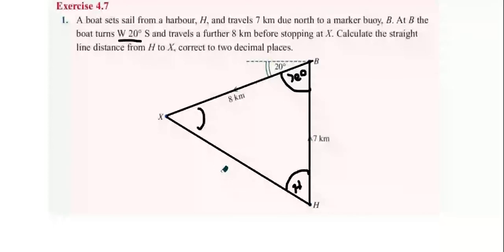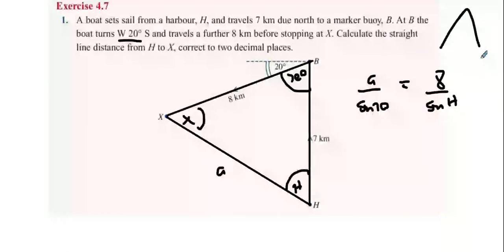Actually, I won't call it x if that's okay with you guys. I'll call it a. Okay, so if I was to use the sine rule, I'd choose sine 70, a over sine 70, and then I'd have to choose 8 over sine h. That wouldn't work because I'm missing 2 letters. So when you have an angle sandwich where you know 2 sides and the angle jammed in between, you're going to use the cosine rule.